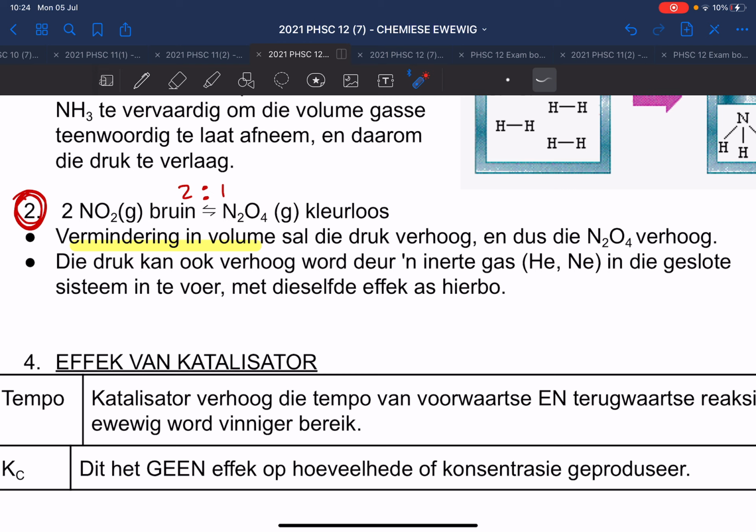Ek het die verkeerde kant om gesê, nee? Nee, vermindering in volume, ja.